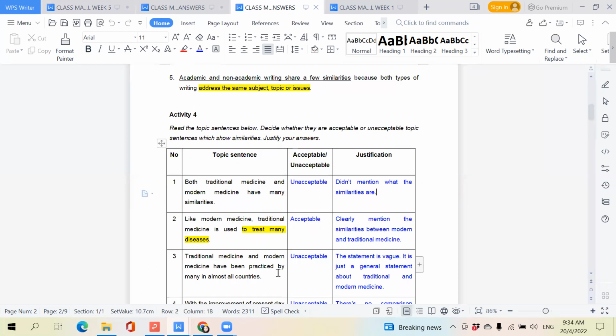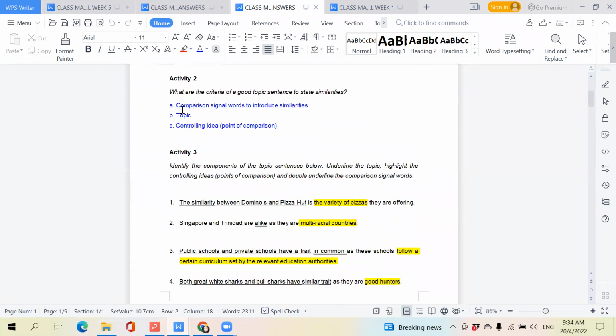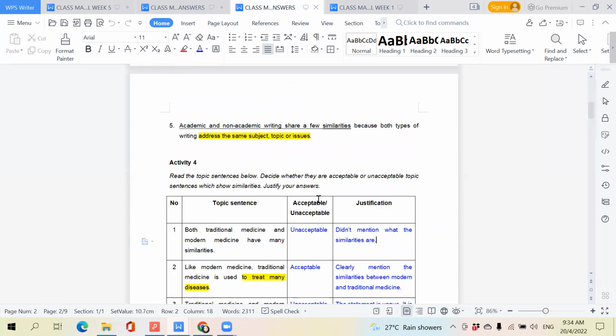Remember, a topic sentence has to have these components. It must have a comparison signal word, a topic, and a controlling idea or point of comparison. What do you want to compare between the two? So for example, if you want to compare the variety of pizzas between Domino's and Pizza Hut, the variety of pizzas is your point of comparison for similarity. Okay? All right, next.